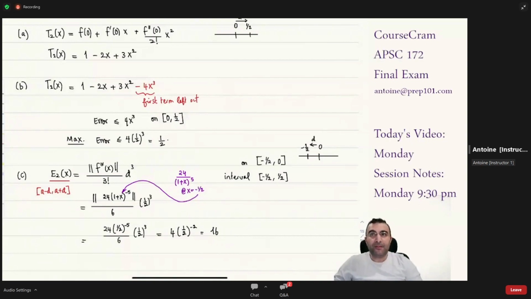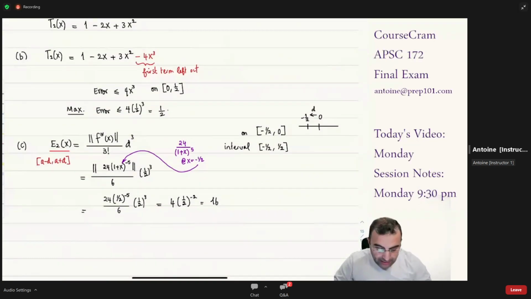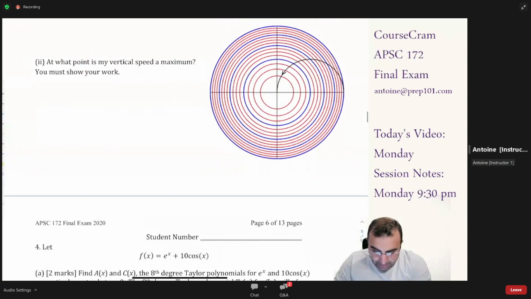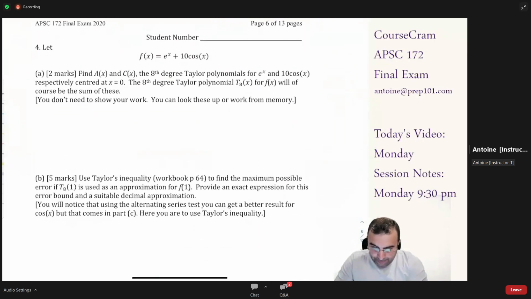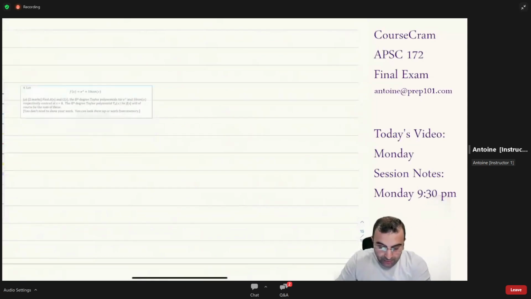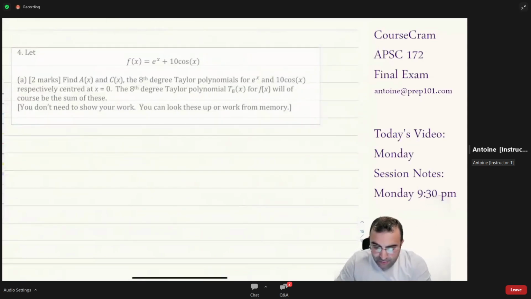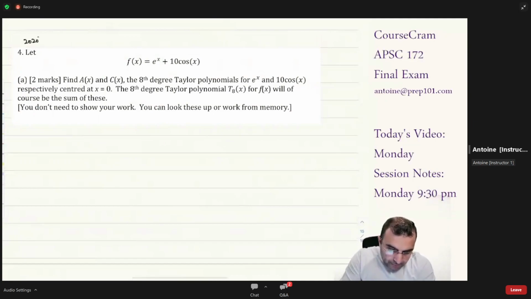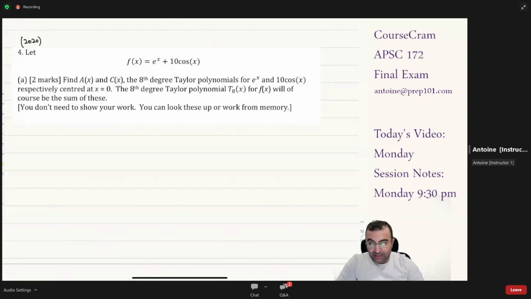Ready for another question? I say we are. Let's look at that 2020 question that I said I would keep for a bit later. So let's do part A and then we'll copy part B. This will be a good practice for both kinds of errors. So this is from 2020. f of x is equal to e to the x plus 10 cos x. Find a of x and c of x, the 8th degree Taylor polynomials for e to the x and 10 cos x respectively, centered at x equals 0.